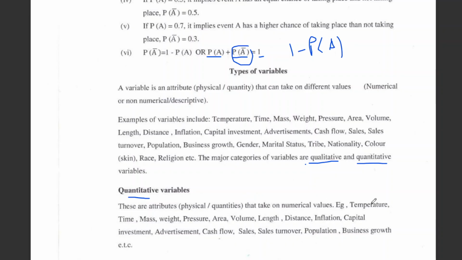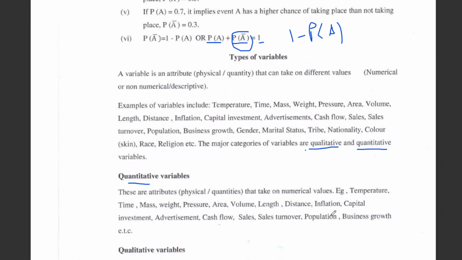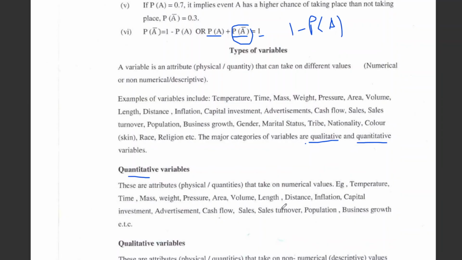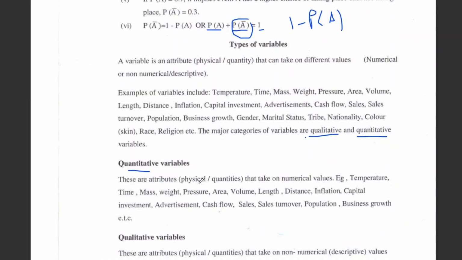For example, temperature can be measured, and we say your temperature is 37 degrees. Time, we can say time is 7 a.m. Mass, weight, these can take on numerical values. That's what we call quantitative. Distance, anything that can be measured and you attach a value to it is a quantitative variable.